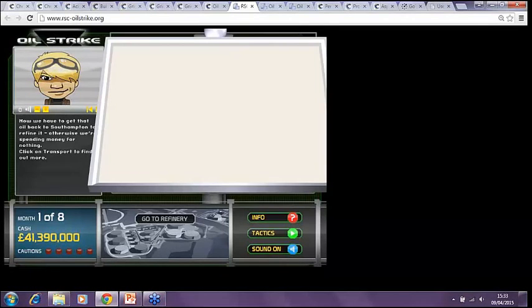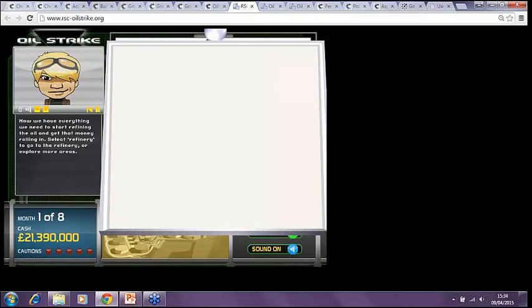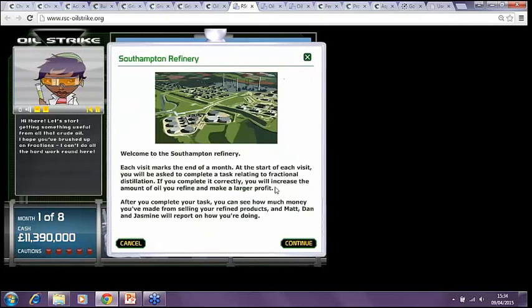Okay, so then we look at transport. An oil refinery separates crude oil into saleable products. What's the name of the process that separates crude oil? This is an easy one. Who's going to get the answer up first? There we go, Michael, fractional distillation. I'll click the right one this time. We got a discount. So you can see you're answering some little questions here, but it's also a bit of a game. So that's the end of our first month, and then you have to complete a task.